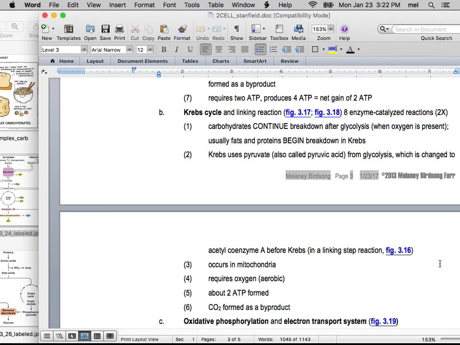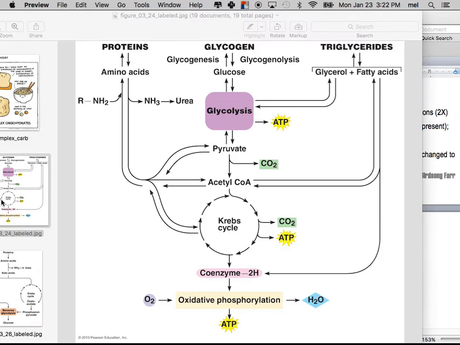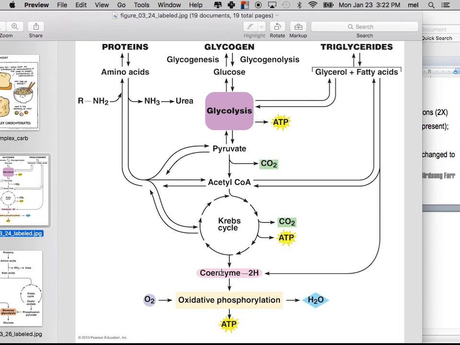So it occurs in the mitochondria, and everything that occurs in the mitochondria requires oxygen. And it produces about 2 ATP. Now, why do I say about? Because there's actually 2 different ways that you can make this occur. One way, you produce 0 ATP, and the other you produce 2 ATP. But the important thing is that they both end up with this coenzyme 2H that allows you to go through the impressive part, which is oxidative phosphorylation.